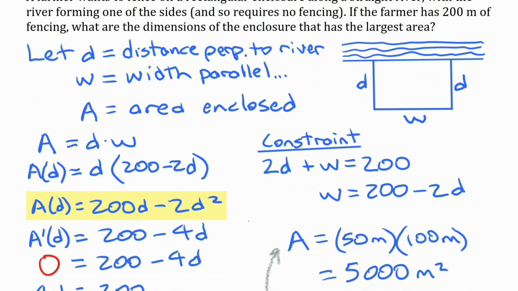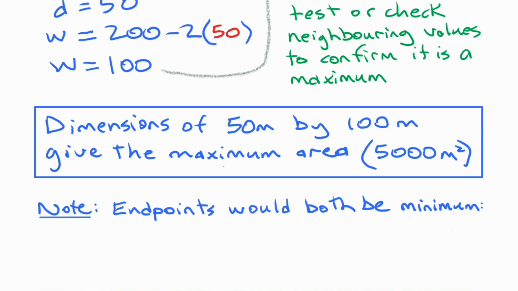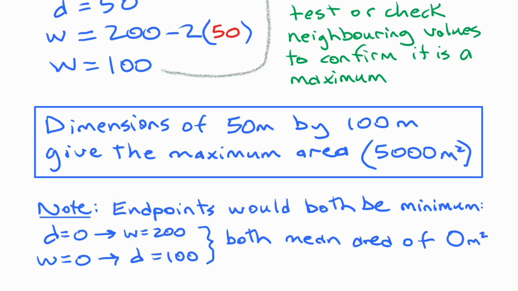So the endpoints, if you want to think about them, even though it's not going to lead to something we're asked for here: if d was 0, then the width would be 200, stretched out along the river. That wouldn't be very smart of the farmer to do, because then he's got no area for the cows or whoever's going in this enclosure. Or the other way, if you made the width 0 and d 100, then it's also 0. So both of those result in an area of 0. But we aren't asked for the minimum, so we're not going to worry about that. And before we look at another example, we'll have a quick look at this one graphically as well.